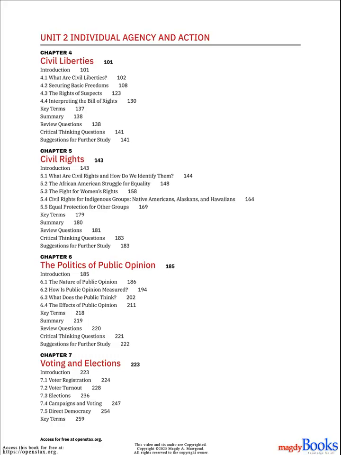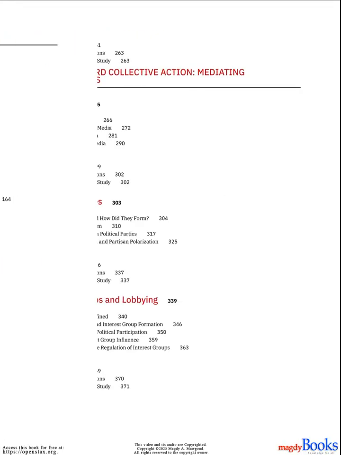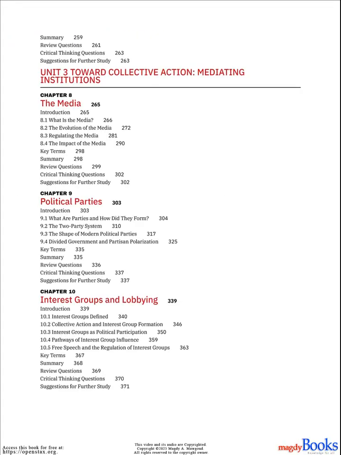Chapter 7. Voting and Elections. Introduction. 7.1. Voter Registration. 7.2. Voter Turnout. 7.3. Elections. 7.4. Campaigns and Voting. 7.5. Direct Democracy. Key terms. Summary. Review questions. Critical thinking questions. Suggestions for further study.